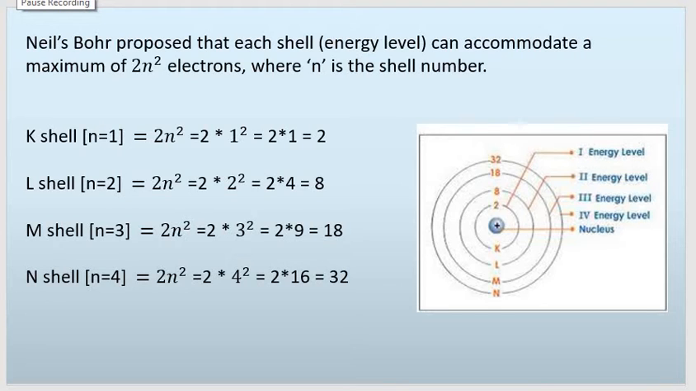Now, the second shell, L shell, where n is equal to 2. If you substitute 2 in the formula 2n², you will get the answer 8. So, the second shell, L shell, can accommodate a maximum of 8 electrons. Similarly, the third shell, that is M shell, can accommodate a maximum of 18 electrons. The N shell, that is the fourth shell, can accommodate a maximum of 32 electrons.